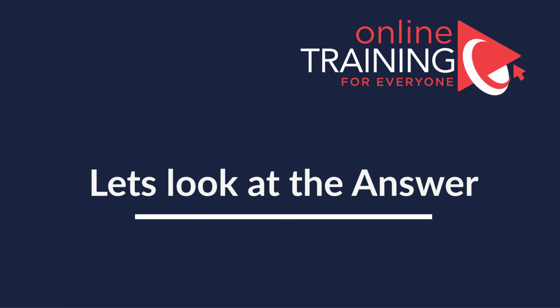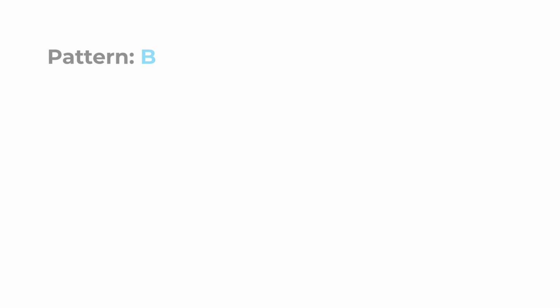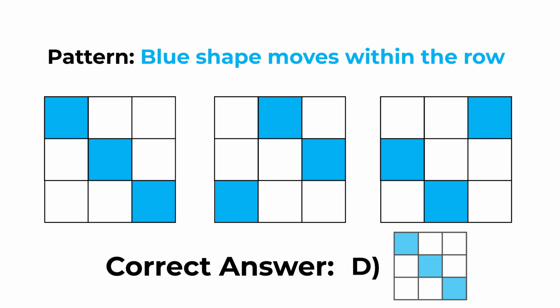As always, my advice to you, look for patterns. And determining the pattern is key to solving this particular problem. What you need to know to answer this particular question is that the blue shape moves within the row of the larger shape. In each row, the blue shape moves from left to right, 1 step at a time. And once the blue shape reaches the end of the row on the right, it reappears on the left. So the correct answer here is choice D.